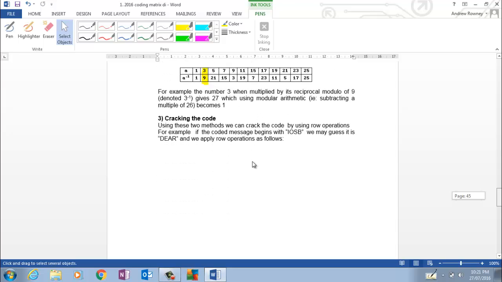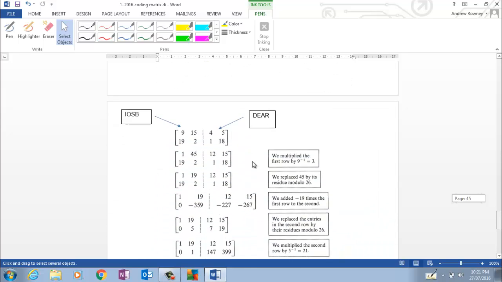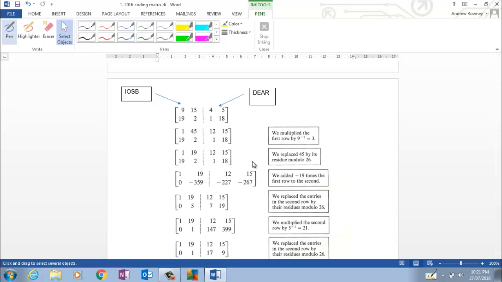To crack the code, we're going to use an example of dear, so using the first 4 letters. Now let's pretend that the coded message begins with IOSB, and we have to try and guess what the coding matrix is. So down below here, what we're saying is that the IOSB, that's the received message, multiplied by, that's this dotted line, multiplied by something gives dear. Now dear is 4, 5, 1, 18 from the alphabet, and IOSB is 9, 15, 19, 2. We have to work out what this matrix is.